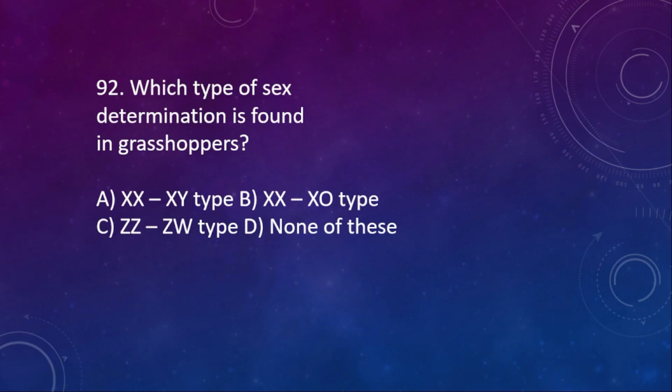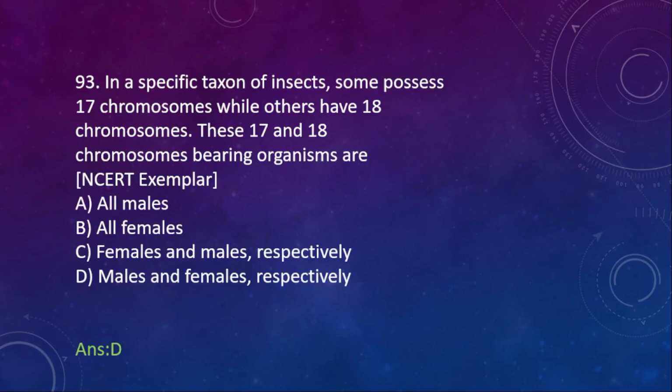92. Which type of sex determination is found in grasshopper? B, XX and XO. 93. In a specific taxon of insects, some possess 17 chromosomes while others have 18. These 17 and 18 chromosome bearing offspring are all male, all female, female and male, or male and female respectively. D, males and then females respectively. So here the right option is option D.